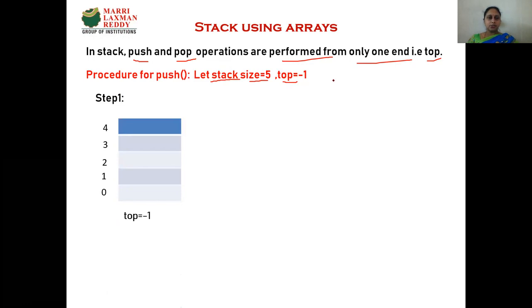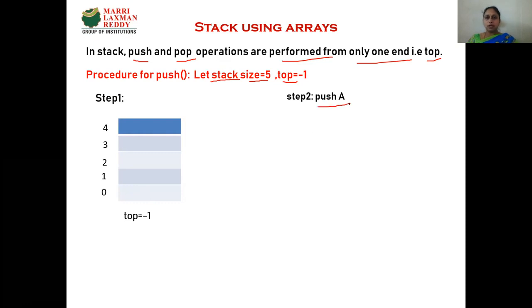In step 1, just observe, it looks similar to an array, but there we represented it linearly, that is horizontally, and here we represent the stack vertically. These are the indexes, and top equal to -1 represents that the stack is empty. Coming to step 2, now I want to push an element onto the top of the stack. In that case, I am going to push A.